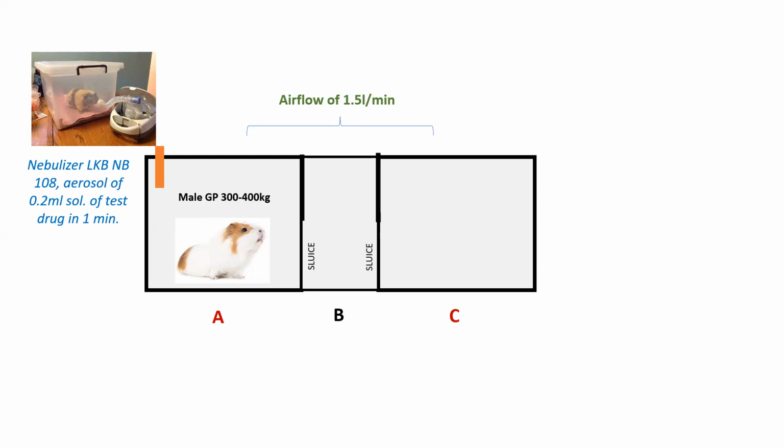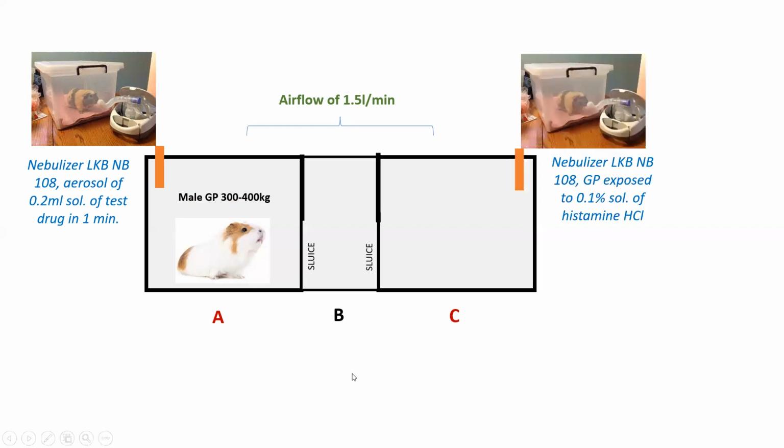Or if you want to inject the drug, you can inject by infusion pump, or you can administer the drug to the animals orally or subcutaneously. After that, the C part of the box also has a facility for induction of the drug, and here also a nebulizer is attached. So after exposure to this test or standard drug, the guinea pig is allowed to enter into box C.